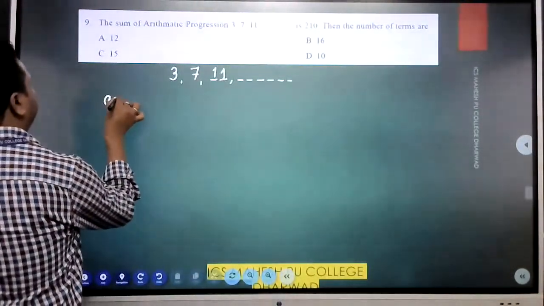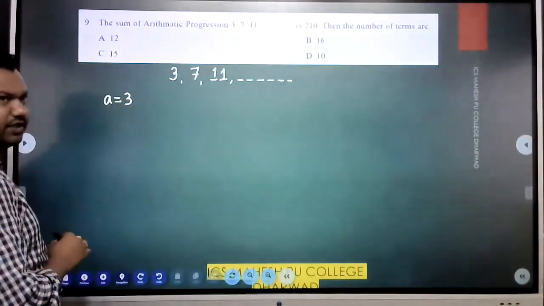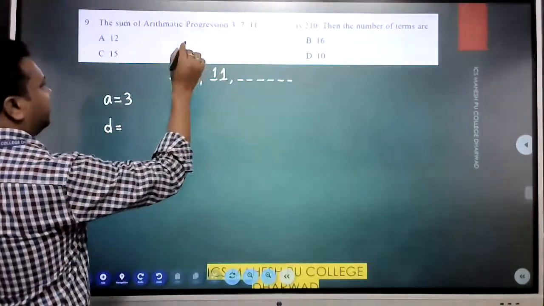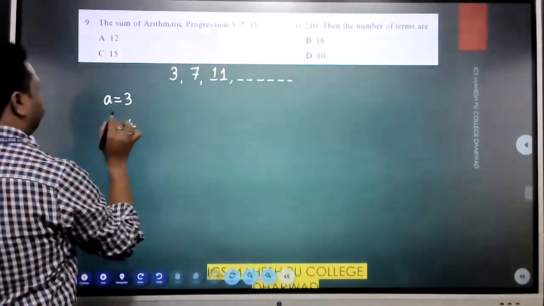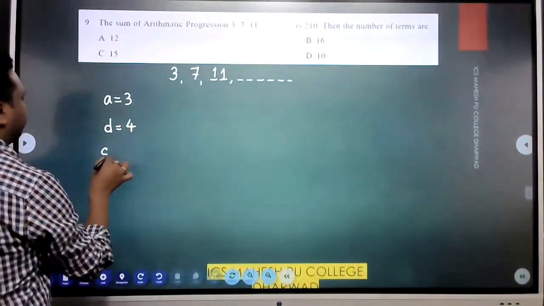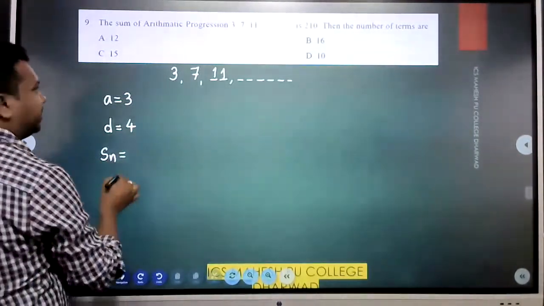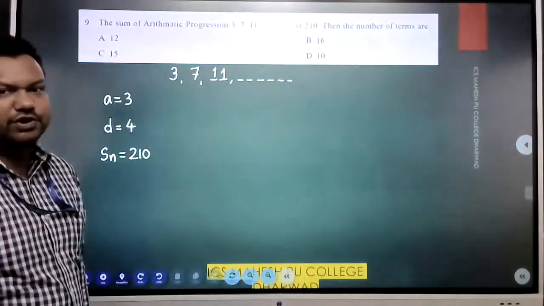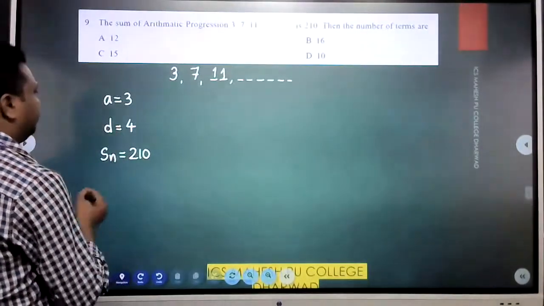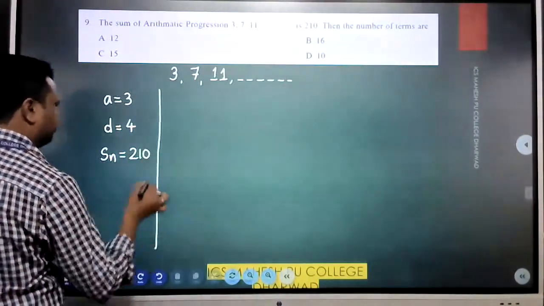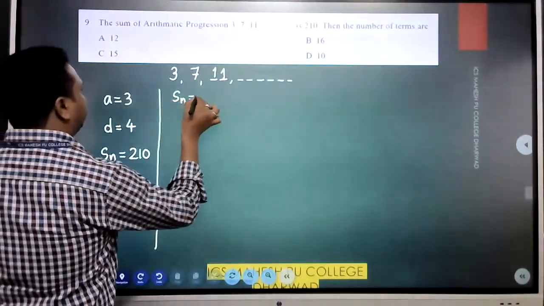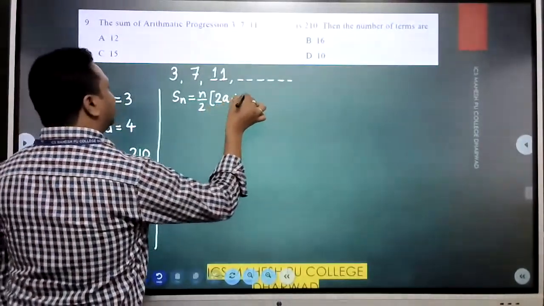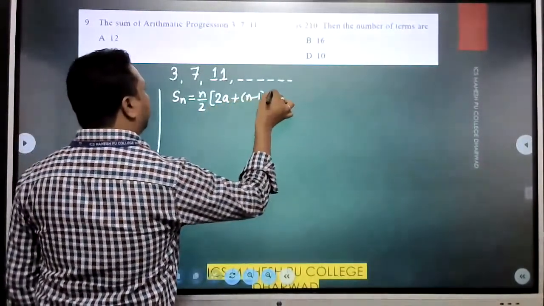Hence, let me take a is equal to 3. Then the common difference, that is a2 minus a1 or a3 minus a2, will be 4. And he has given that Sn is equal to 210. The sum of the first n terms in this arithmetic progression is given. So let us take care of the Sn formula. What is the Sn formula here? Sn is equal to n by 2 into 2a plus (n minus 1) into d.